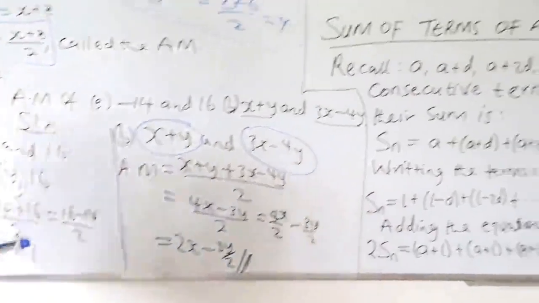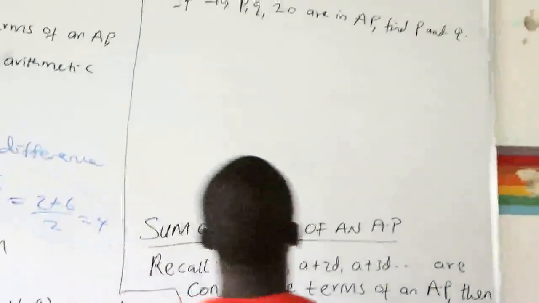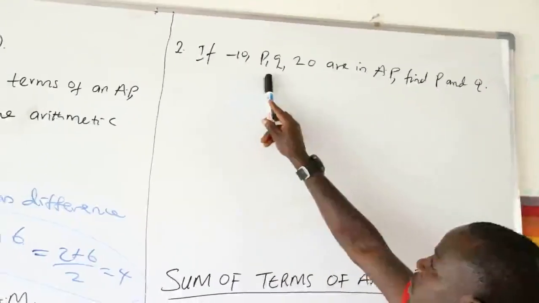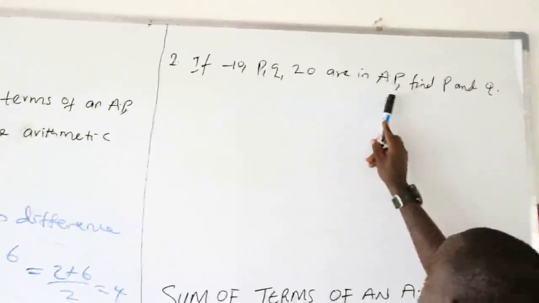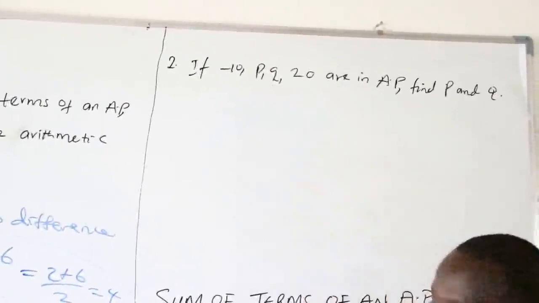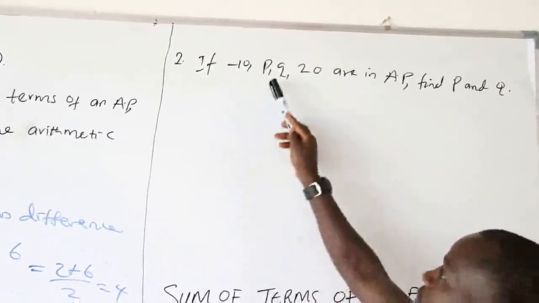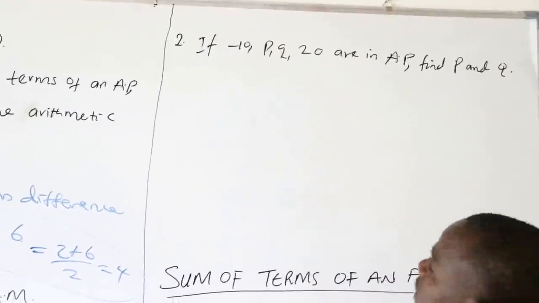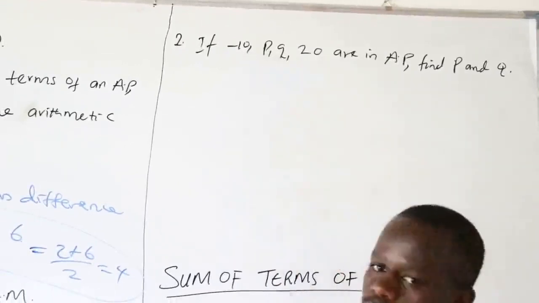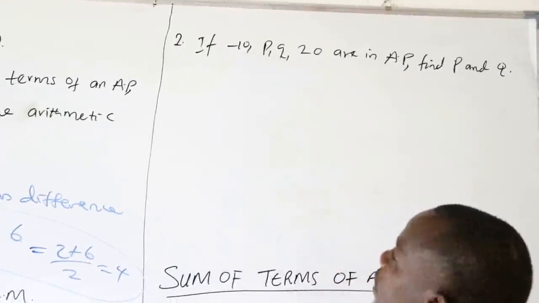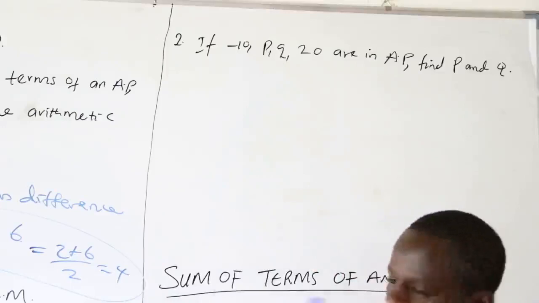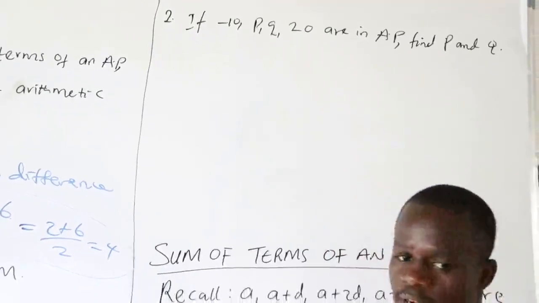Let's take another example and then you see how it goes. The second question here is, if minus 10, p, q, and 20 are in AP, find p and q. So that's if these are consecutive terms of an AP, then what will be the values of p and q? Now to do this, if we check, we have 1, 2, 3, 4 terms. Okay? Now, how will we get the value of p and q? We can get the value of p and q if we know the common difference here.